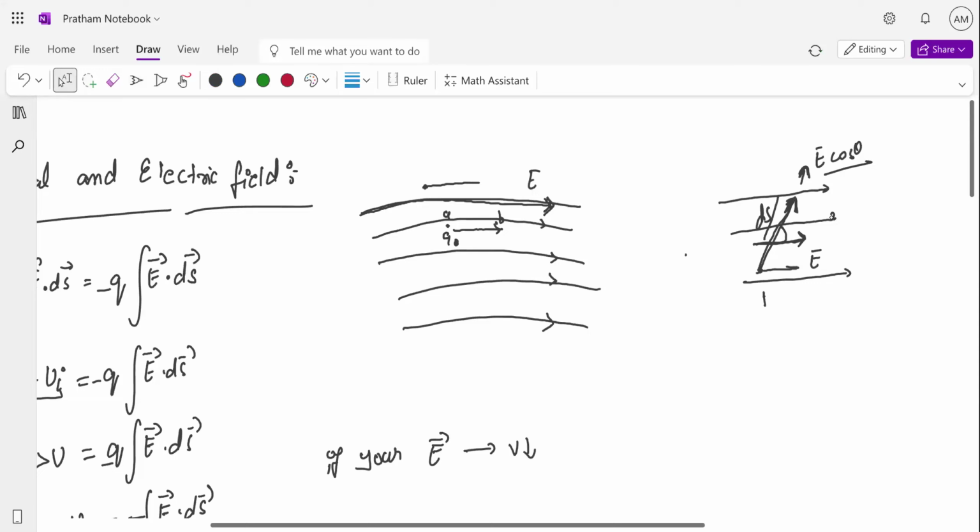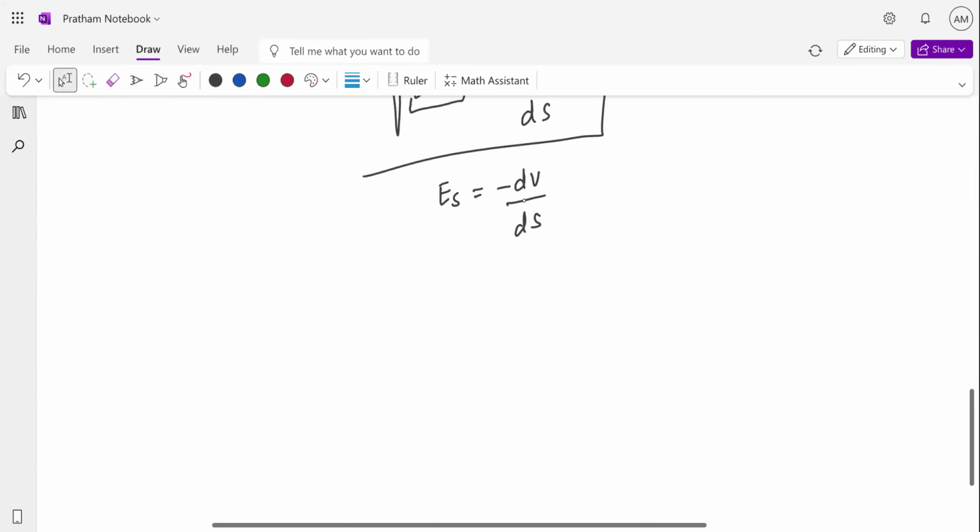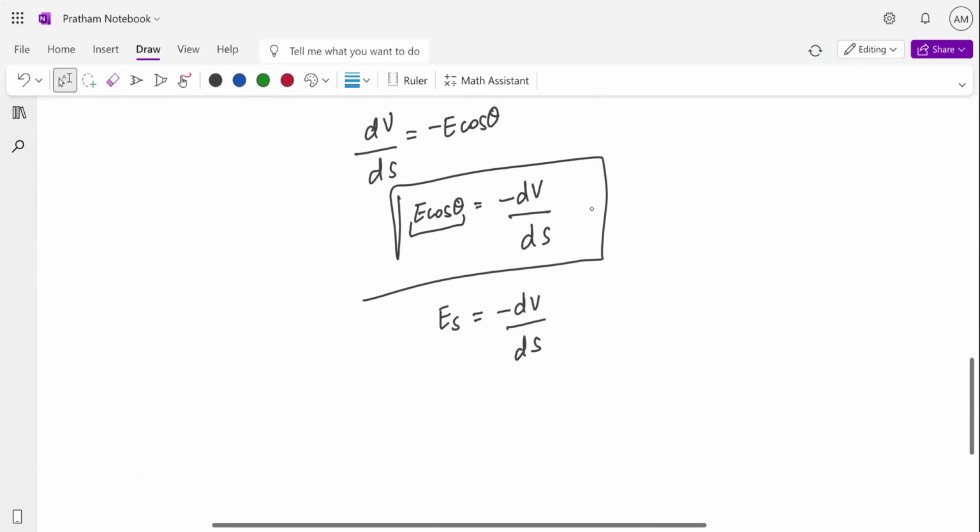So instead of E cos theta, I can say the net displacement is ds cos theta, right? If you see carefully, if I take this cos theta downside, what I'm going to get is just E, and this is nothing but net displacement in the direction of electric field. Or if you want to write another form, putting ds over here, it is nothing but electric field in the direction of displacement.